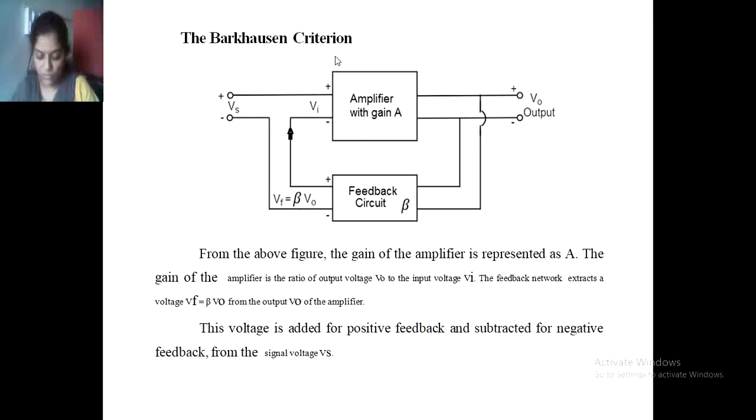Focus on the Barkhausen criteria figure. Have you observed what we have learned from this? Because we have already seen the feedback amplifier, which type of feedback amplifier is this? Voltage shunt feedback amplifier, isn't it?